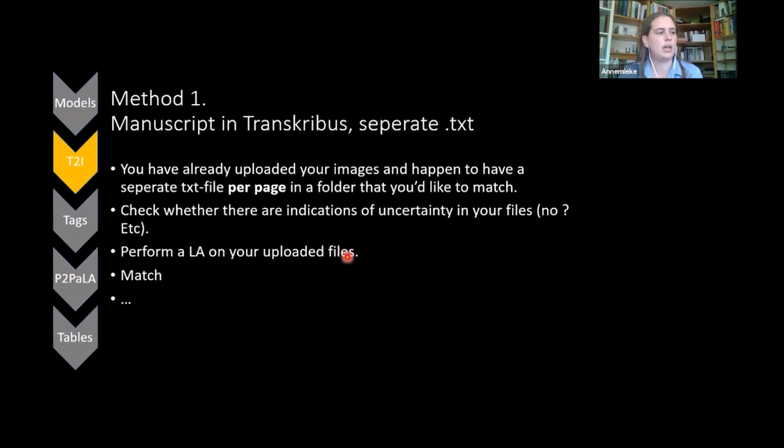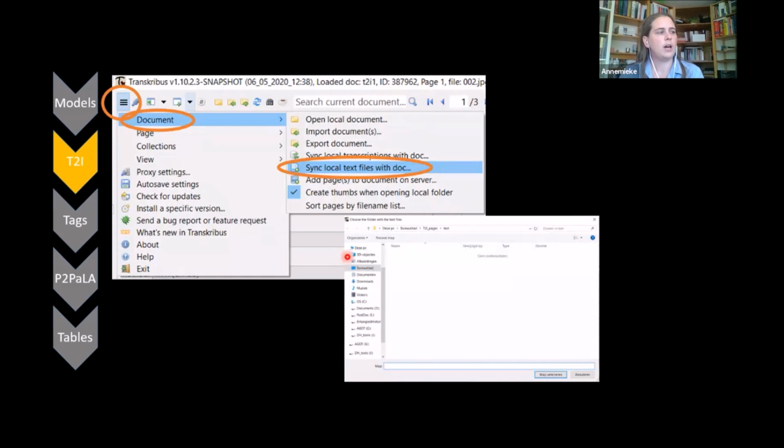I will show you in a minute. This is what you see in Transkribus. You hit the 3 lines. That's a fold-out menu. You click on document and you go to sync local text files with the document. In a few versions back, you still needed to upload the text files straight away with the images. That's no longer necessary. So you can pick these up from your desktop or wherever you have stored them.